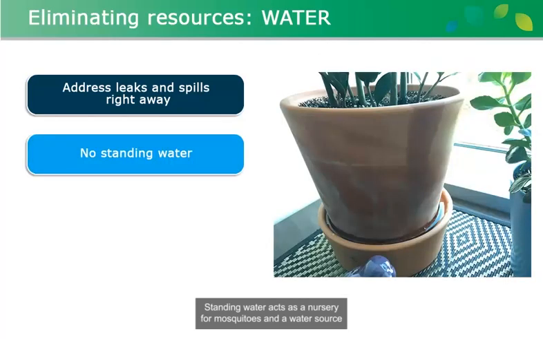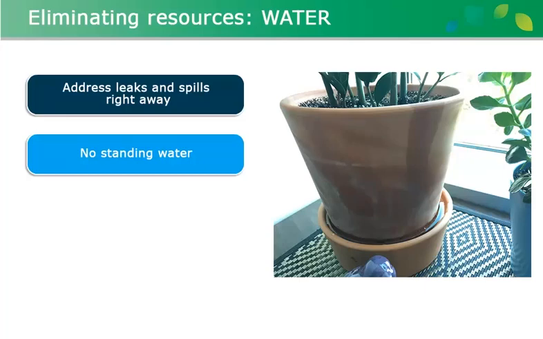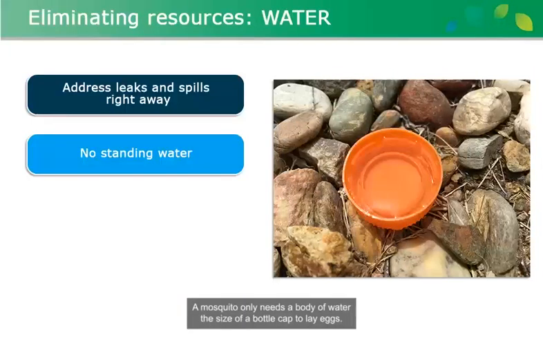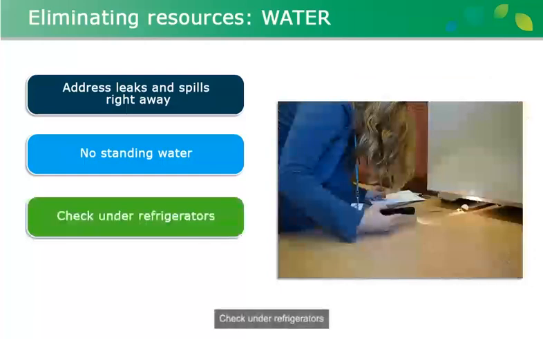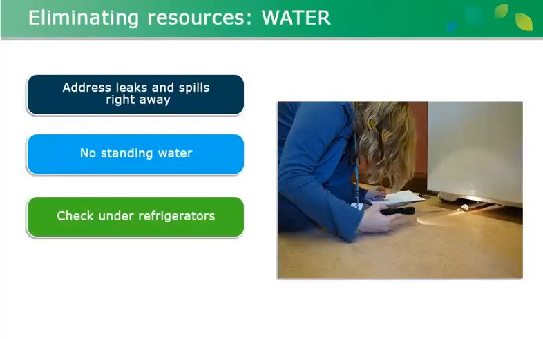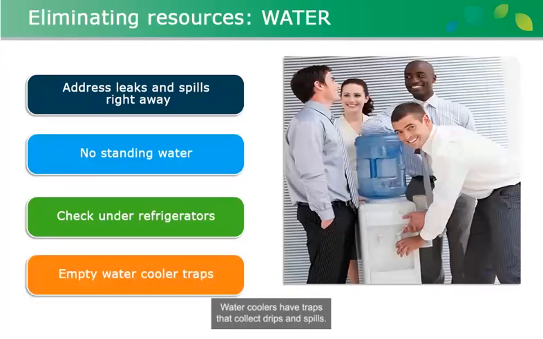Standing water acts as a nursery for mosquitoes and a water source for other pests. Dump or dry standing water as soon as possible. A mosquito only needs a body of water the size of a bottle cap to lay eggs. Check under refrigerators often for any pooling condensation or water leakage. Water coolers have traps that collect drips and spills. Remove and empty the trap or soak the water up with a towel if the trap cannot be removed.